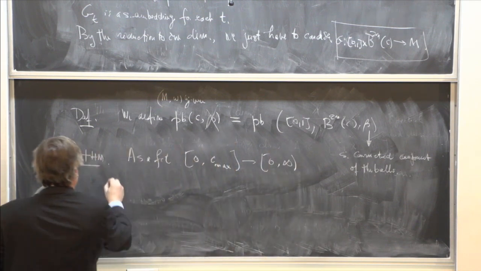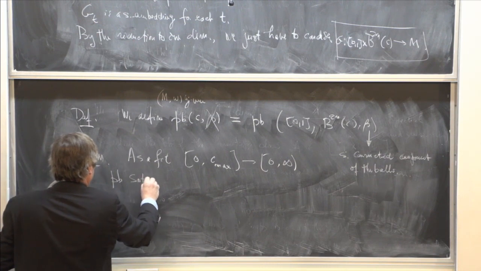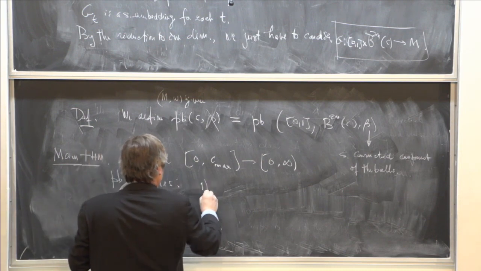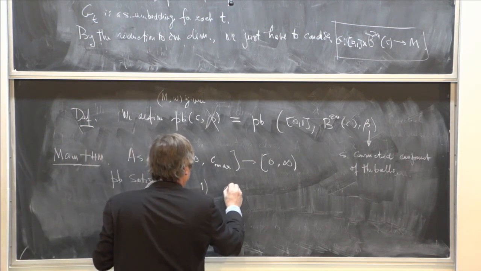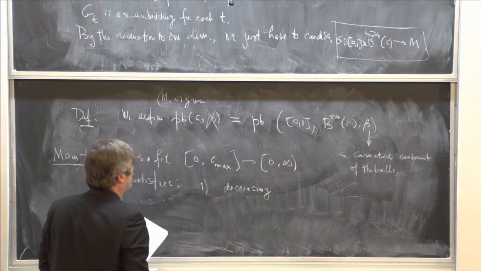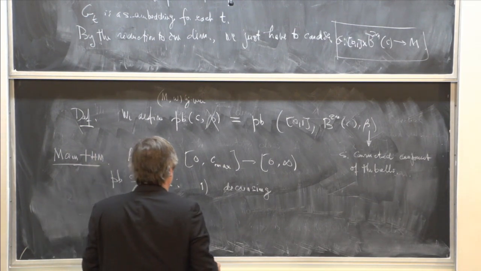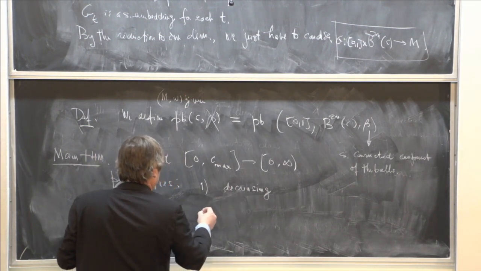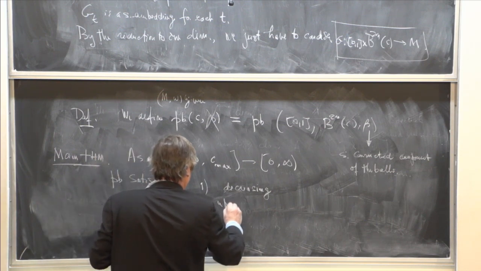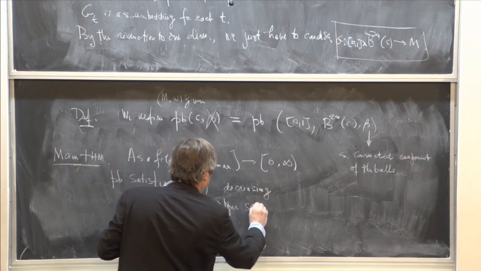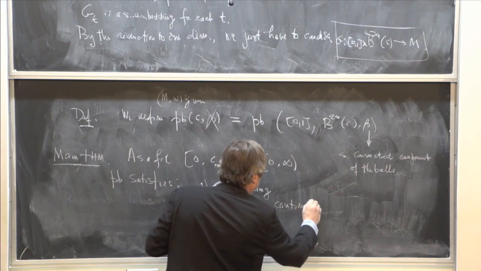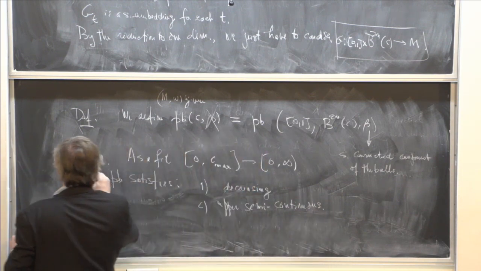And PB satisfies: one, it is non-increasing, so it is decreasing, if you wish, but not necessarily strictly. In English, we say non-increasing. In French, we say decreasing, whatever. Two, it is upper semi-continuous. So that's the main theorem.